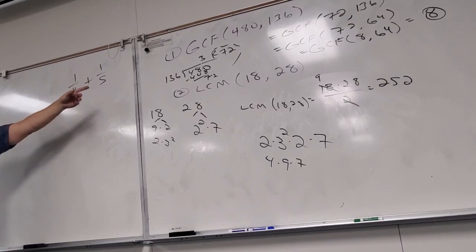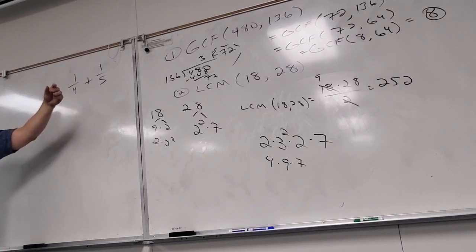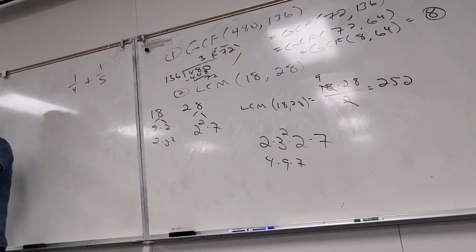Do 4 and 5 have anything in common? Do 4 and 5 have any factors in common? 5 is 1 times 5, 4 is 2 times 2, or 1 times 4, they have nothing in common. So they need each other, right?